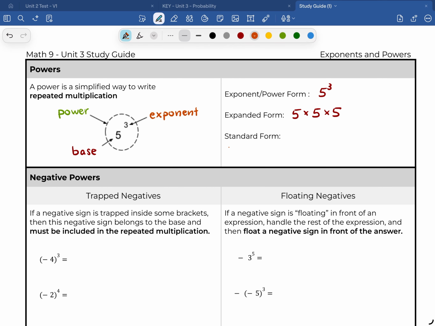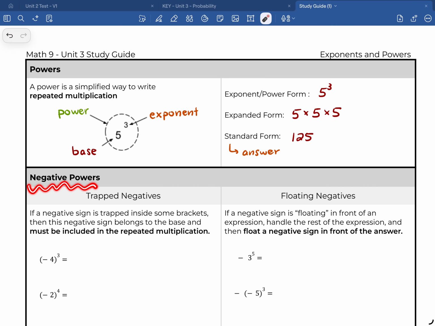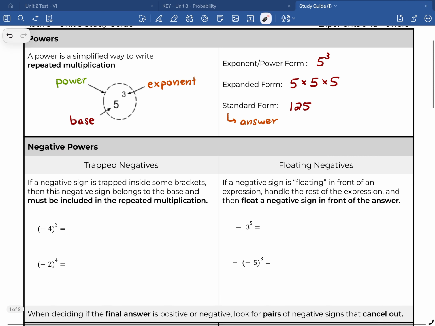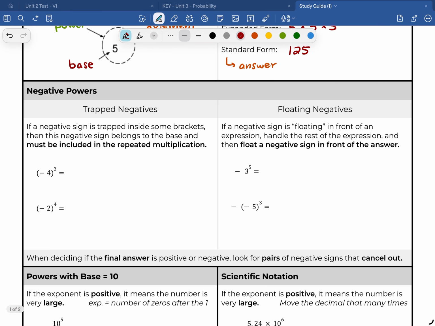And then standard form is really just the answer. Like what actually is 5 times 5 times 5. And again, in this unit, we do have calculators. So if you haven't pulled it out already, maybe take a moment and grab your calculator. So standard form, we type in what actually is 5 times 5 times 5, and we should be getting 125. This level of exponents and powers and repeated multiplication was theoretically covered in middle school. As we got to negative stuff, it is newer for grade 9. So this is where it started to jump into a bit more challenging things.